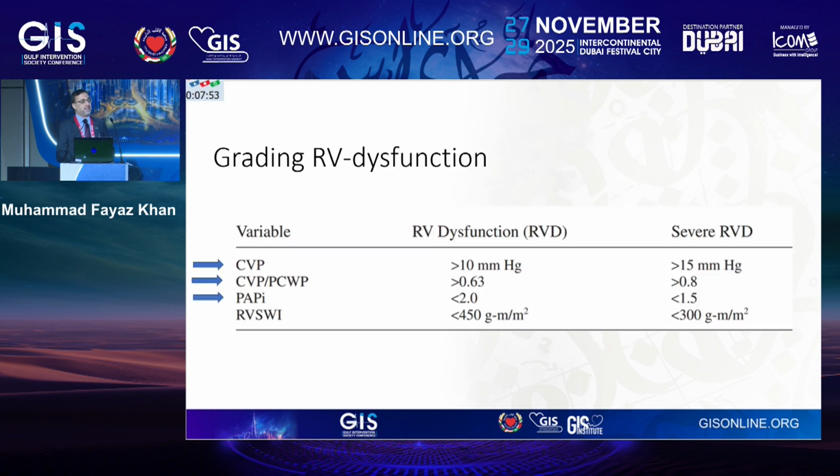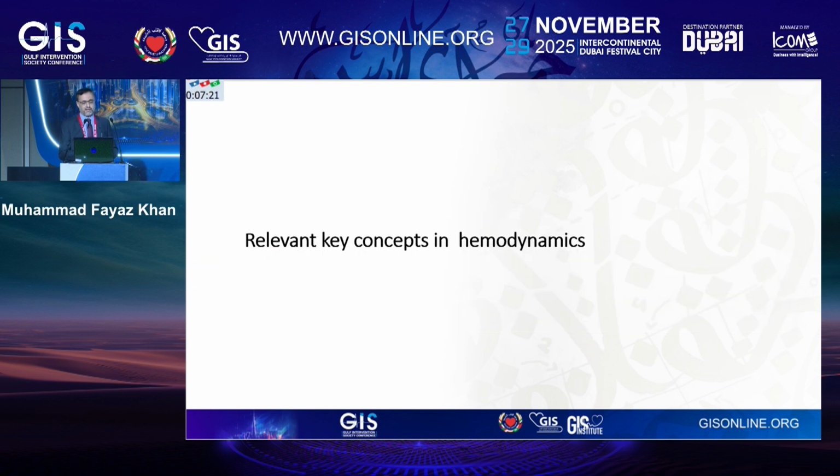So how do we grade RV dysfunction in hemodynamic terms quickly in the cath lab? The CVP will be high in severe RV dysfunction. The right atrial to wedge ratio will be more than 0.8, because the higher the right atrial pressure and the lower the wedge pressure, the more it shows RV dysfunction. The PAPI, the pulmonary artery pulsatility index, is less than 1. We'll talk about that, and the RV stroke work index as well. These are very easily calculable in our cath lab.